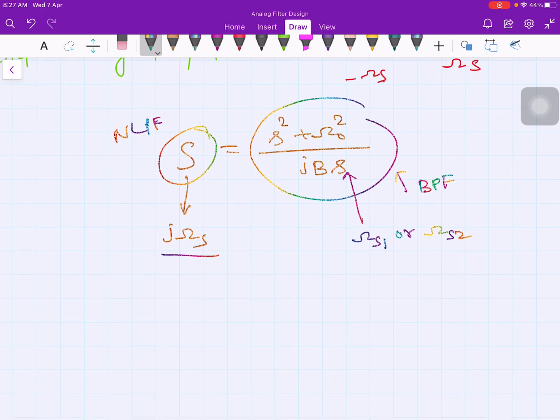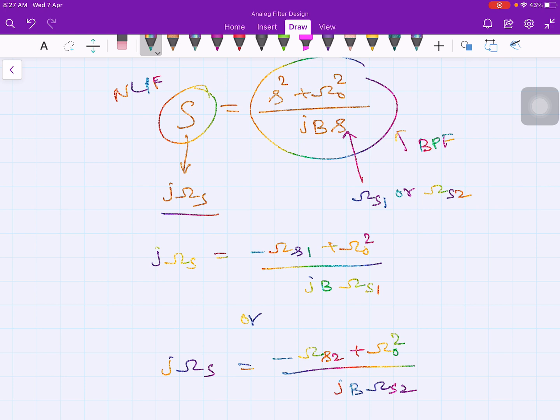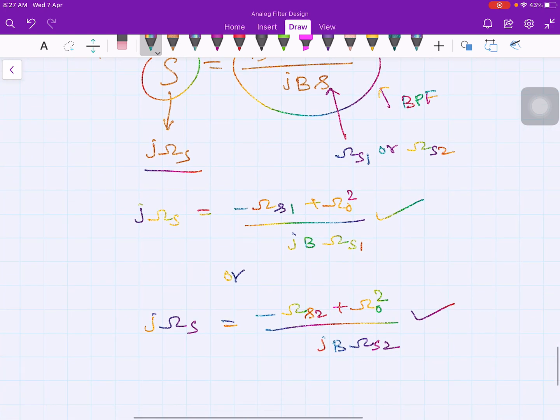Okay, if you take omega s1, then what happens? j omega s is equal to minus omega s1 plus omega naught square divided by j times b times omega s1, or I can write j omega s is equal to minus omega s2 plus omega naught square divided by j times b omega s2. I can use this relation or this relation, but let me call this a and this b. Equation a gives me the positive quantity. Why? Because omega s1 is less than omega naught squared.